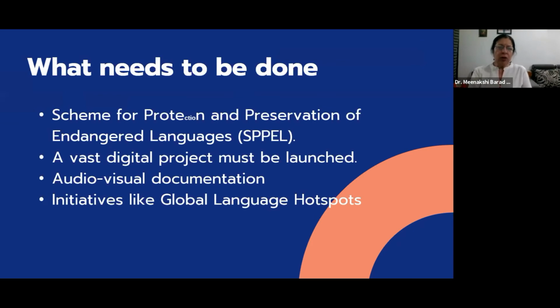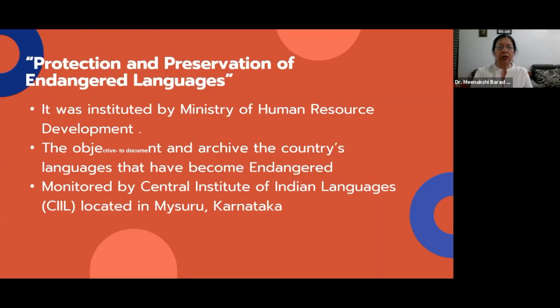Next, there could be audiovisual documentation of the important aspects of language like storytelling, folk literature, and history. And then there could be initiatives like global language hotspots, which can enhance such documentation methods and efforts.